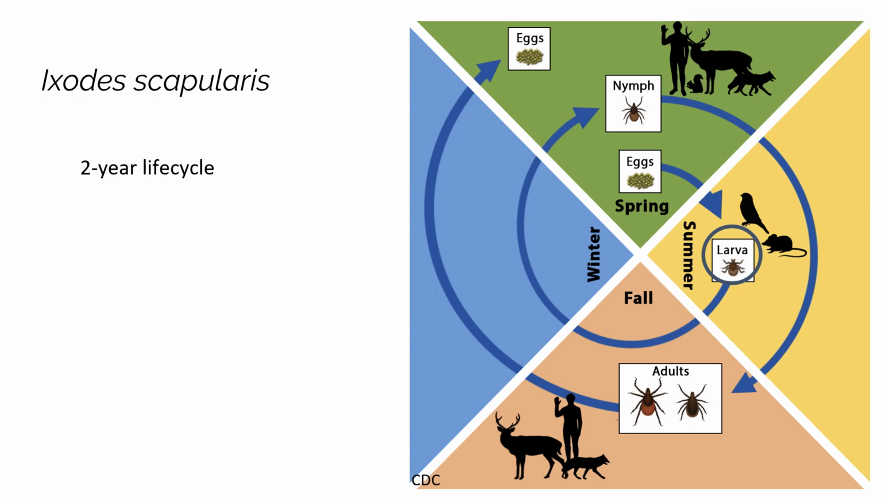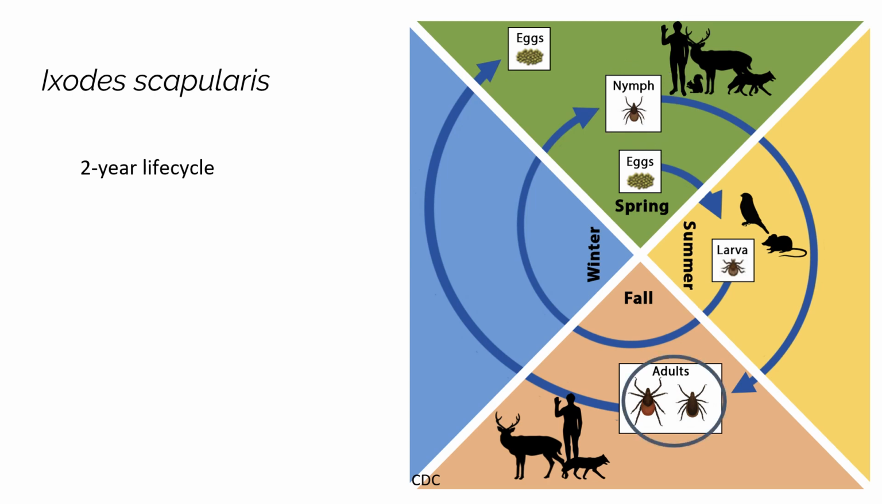Larvae that feed during the late summer and fall will remain dormant during the winter and molt into eight-legged nymphs in the spring. This stage will feed more broadly on those small ground-dwelling hosts, but also on larger species, including pets and humans. Nymphs that feed will molt into adults in the fall.